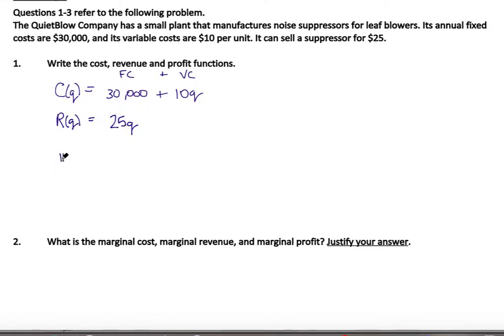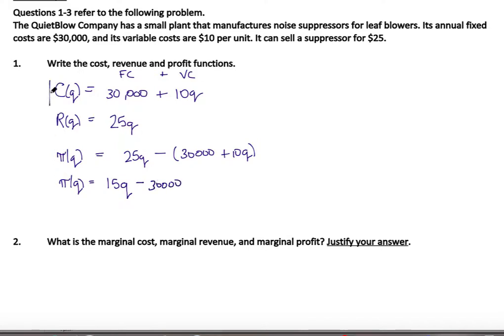So finally, our profit is going to be revenue minus cost. So for us, that will be 25Q minus, and I'm going to use parentheses here to make sure my signs work out, minus 30,000 plus 10Q. So our profit function in the end is 25 minus 10Q, which is 15Q. Minus, so 15Q minus 30,000.